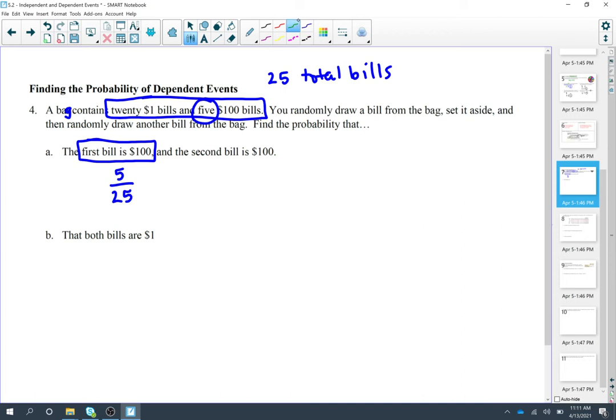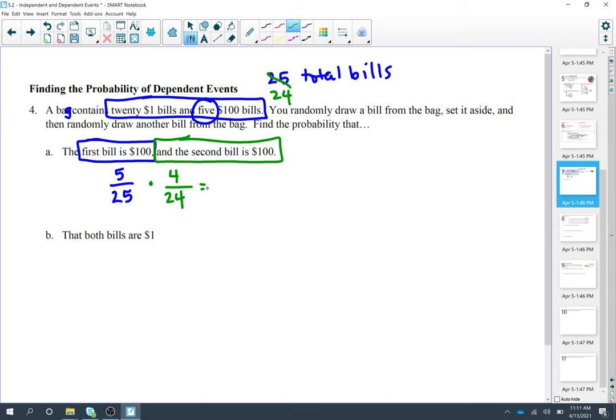So now they want to know, okay, well, you're going to reach in again and you're going to draw another bill. Well, what's the probability that this one is also $100? Well, I already took a $100 out of the bag, so it's not there anymore, which means there are only 4 $100 bills left in the bag. And because I already took one out, there's no longer 25, there's 24 total. So the probability here is going to be found by taking 5/25 times 4/24.